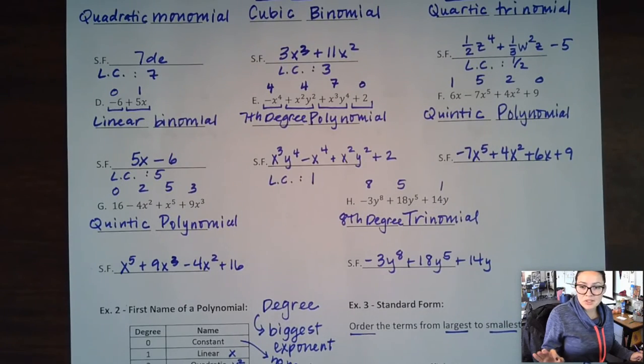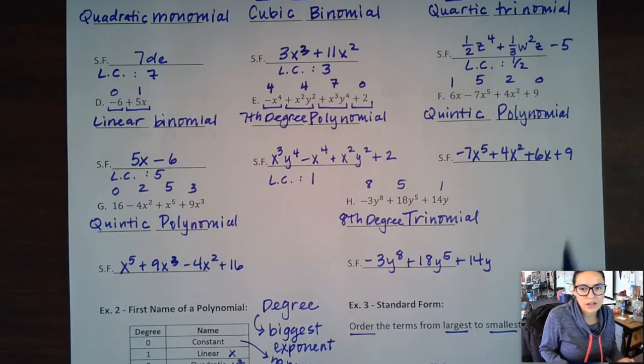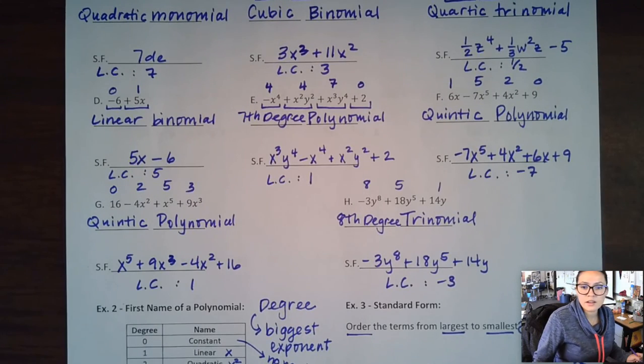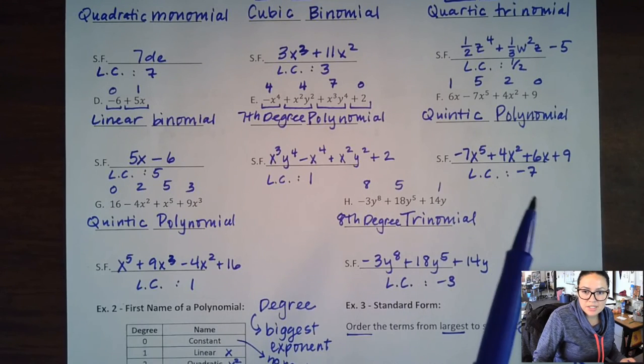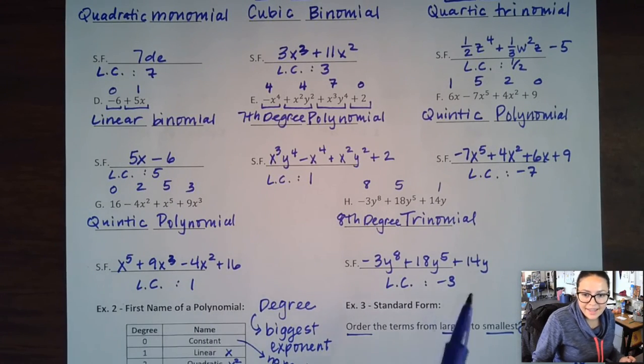All right, same as always, I'd like you to pause the video and identify the leading coefficient of those last 3 polynomials. All right, hopefully you were able to get a leading coefficient of -7, 1, and -3.